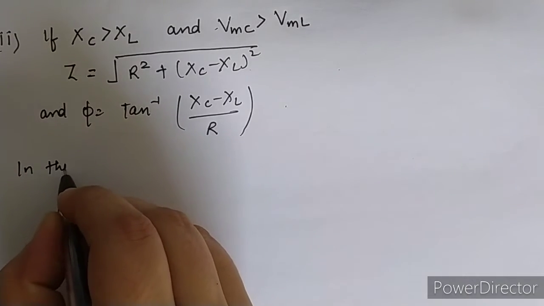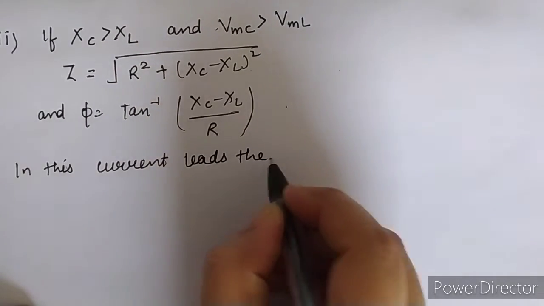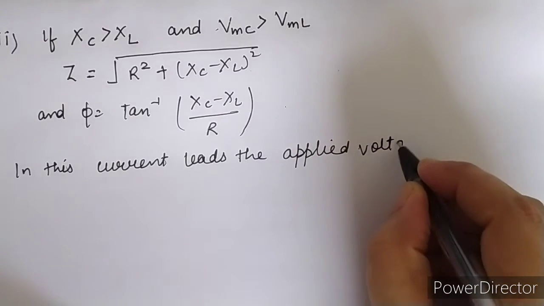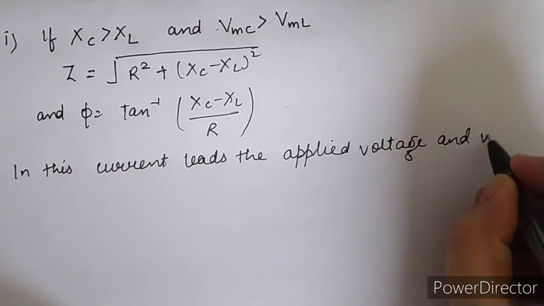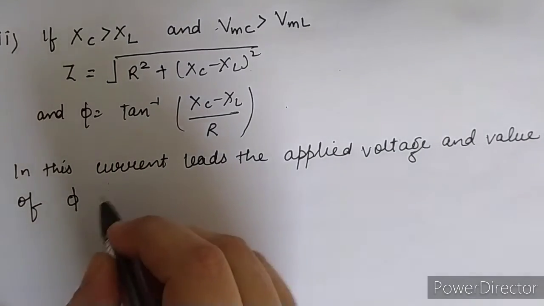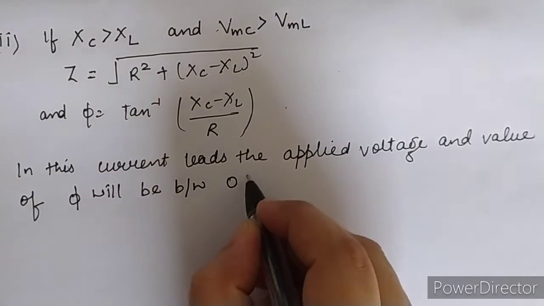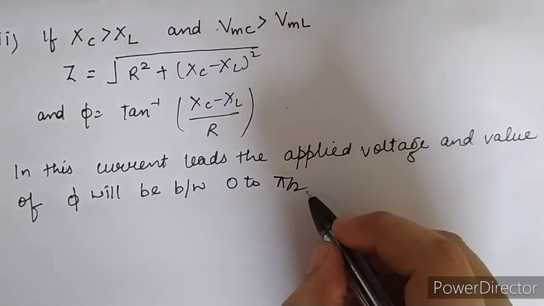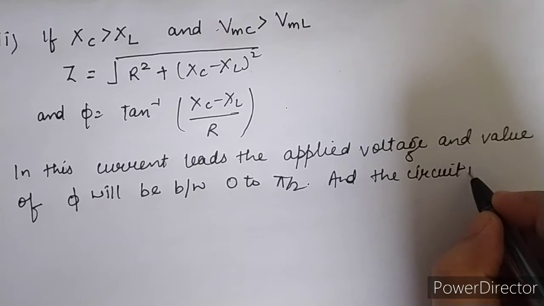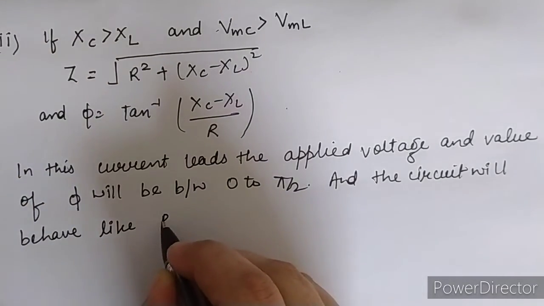So in this, the current leads the applied voltage, and the value of phi will be between 0 to pi by 2, and your circuit will behave like which circuit? An RC circuit.